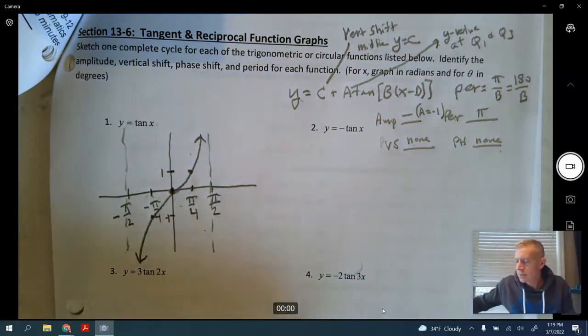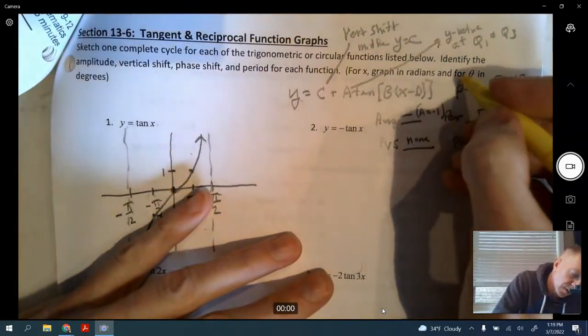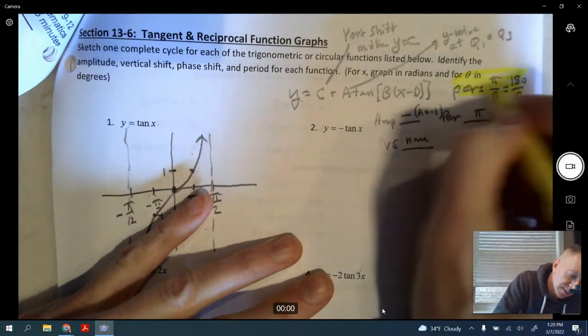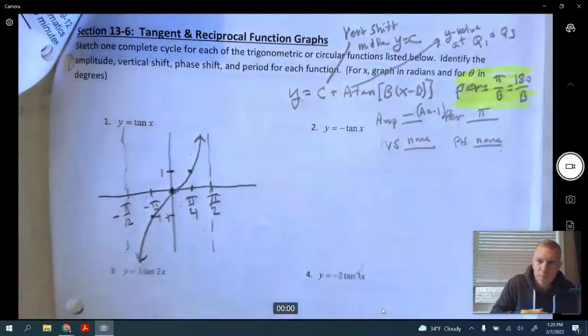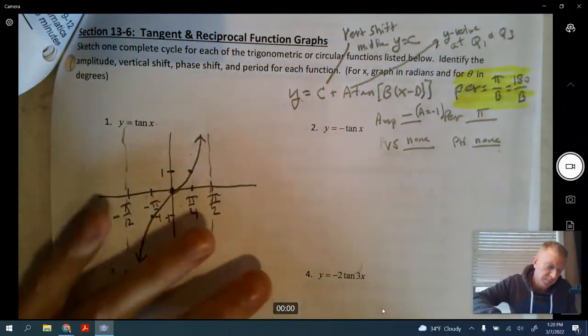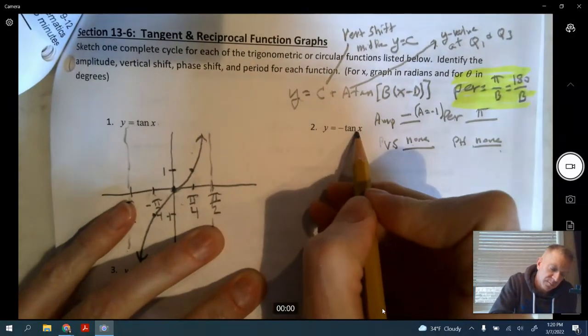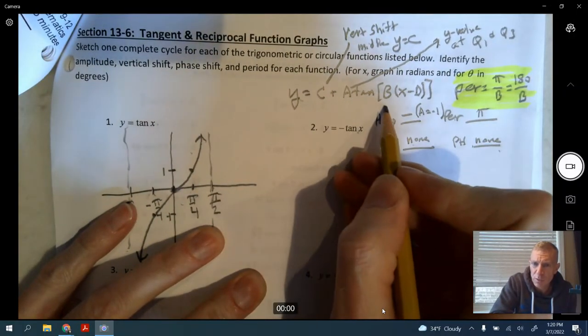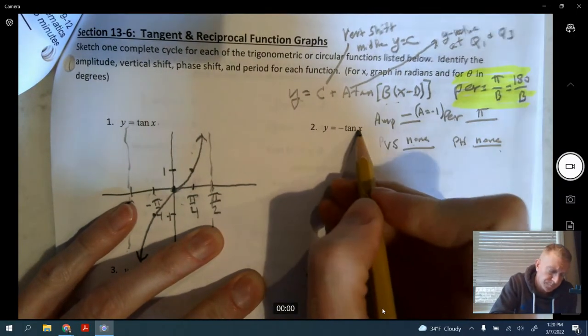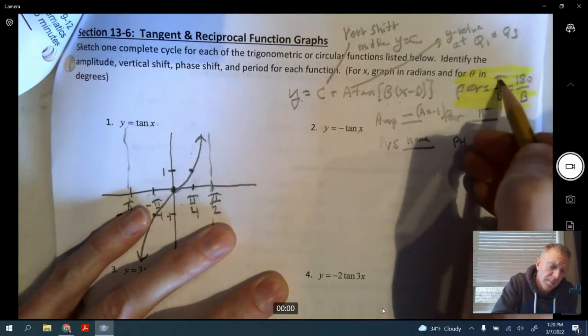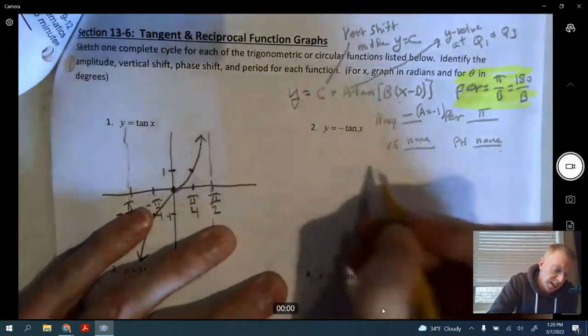Okay, so that's one of the biggest differences. Your period is going to be 1 pi over b or 180 over b. Our b value here is just 1. Remember, b is the coefficient of your angle. So we're just going to get pi over 1, so it's pi.